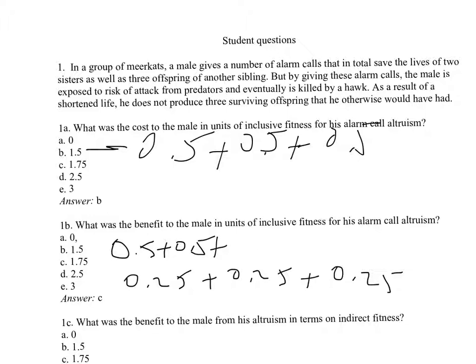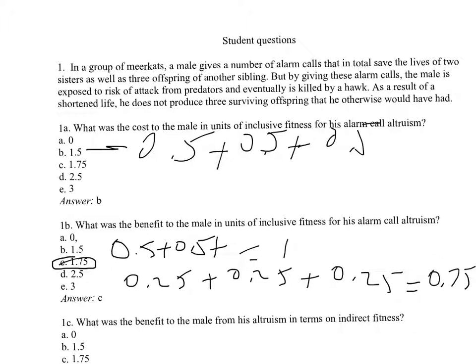The 0.5 and the 0.5 are his sisters. And then the 0.75 is his nieces and nephews. And so, here we go.